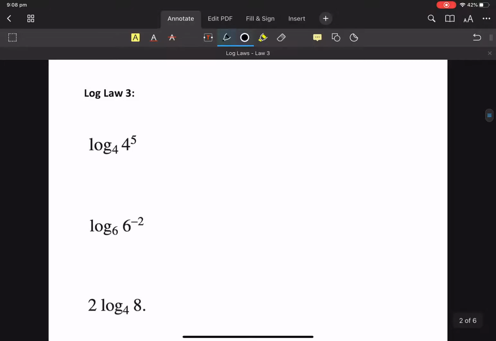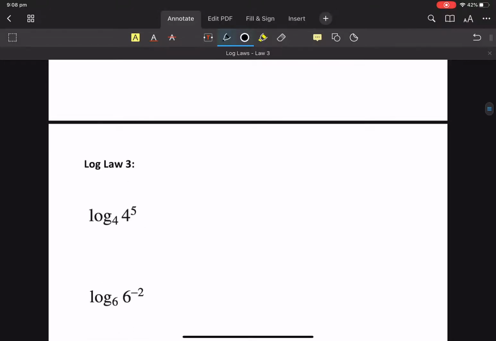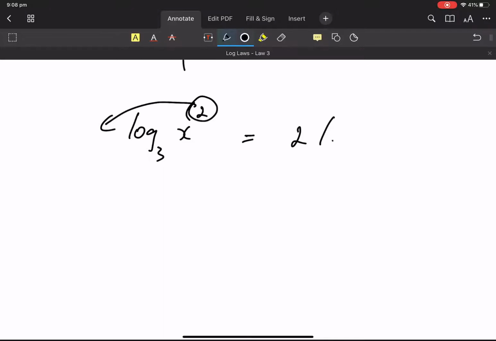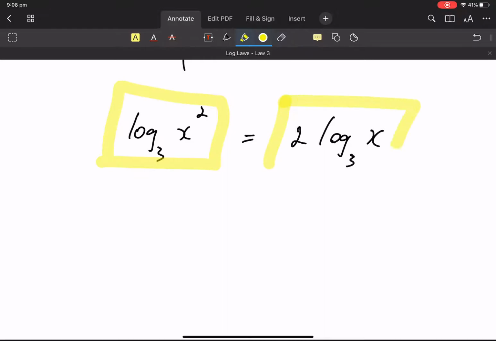We are going to do this two different ways. I guess I can just show you here. Log to base 3 of x squared. See that power? It's allowed to just come down the front. So let's write out my rules here. That's the law. That and that are exactly the same. They're equal.